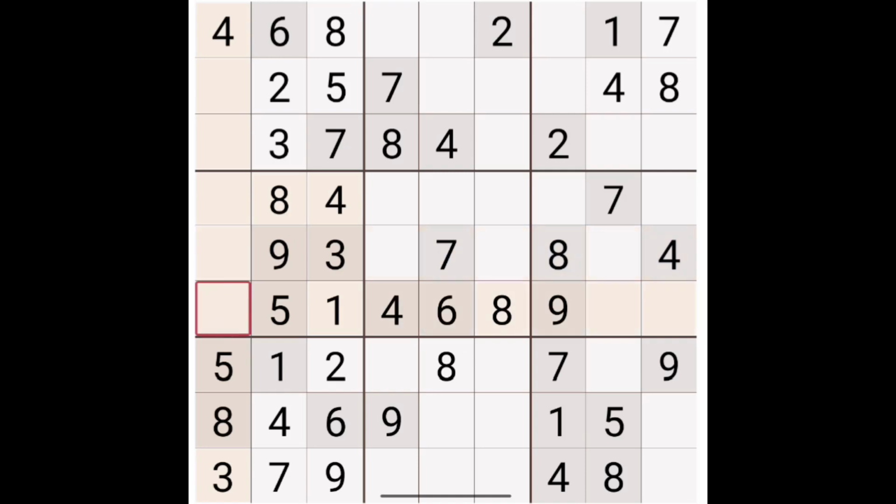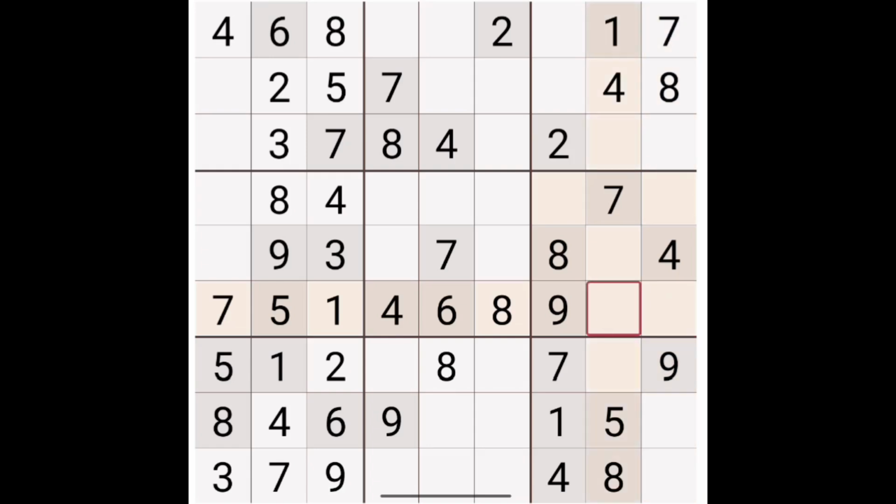Now let's complete this box. In this box 8, 4, 9, 3, 5, 1 are there. 2, 6, 7 are missing. So 7 cannot come in this cell because 7 is there at the right side, you can see. And 7 we cannot fill in this cell because 7 is there in the right side of this row. And 7 should be here. Okay. Now these two places are for 7, 5, 1, 4, 6, 8, 9 are there in this row. So these two places are for 2 and 3.